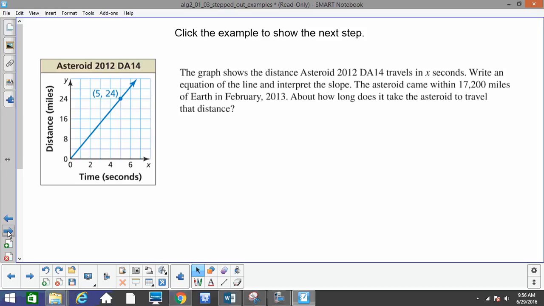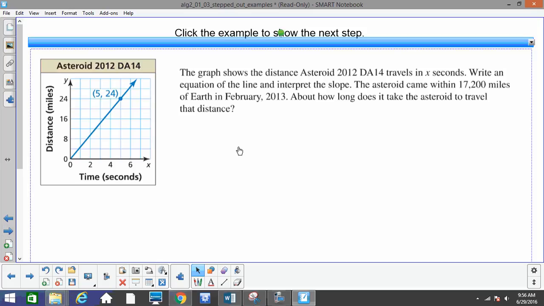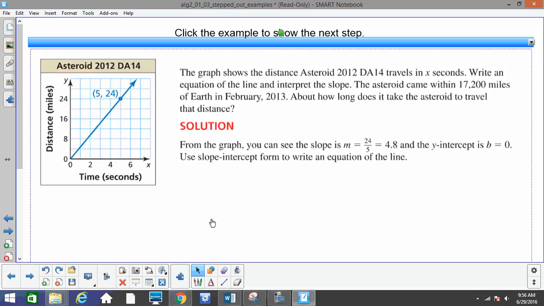So, we've got a graph here. A distant asteroid. We want to write an equation of the line and interpret the slope. The asteroid came within 17,200 miles of Earth in February 2013. So, first thing we want to do is find that slope. The slope is going to be 24 over 5, which is 4.8. You can keep it in either form. Your y-intercept is 0.